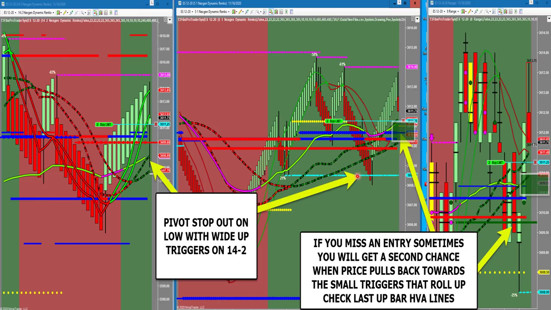Now, let's just say you missed the pivot stop out of the long, right? You recognize the bottom and you meant to go long here, but you missed it. Again, I just wanted to show you another example of that second chance entry. At the triggers, at a mid-band, with everything going up and everything agrees we should be going up. Sometimes you get the second chance.